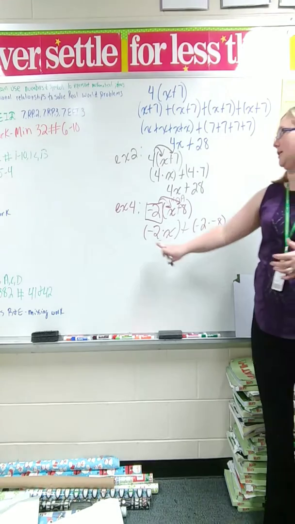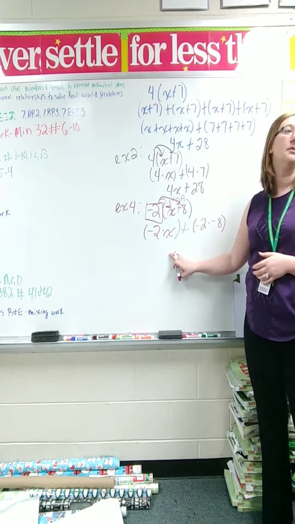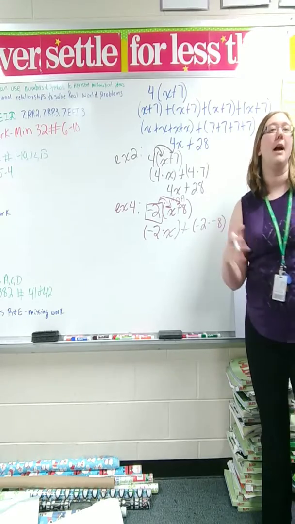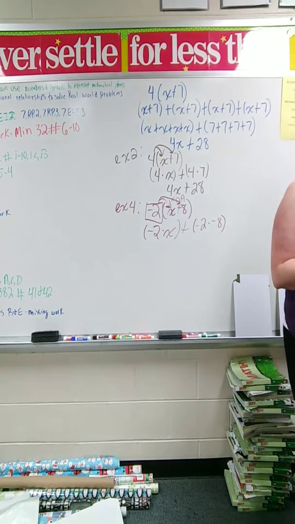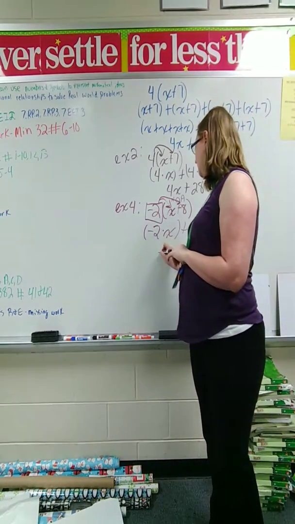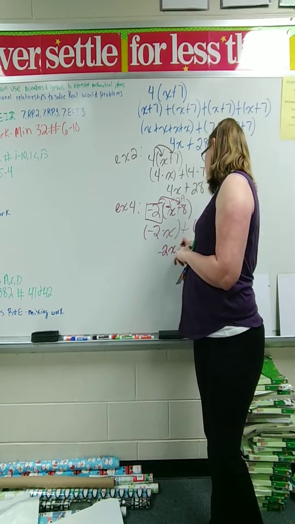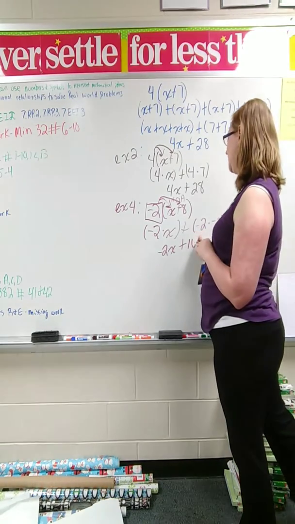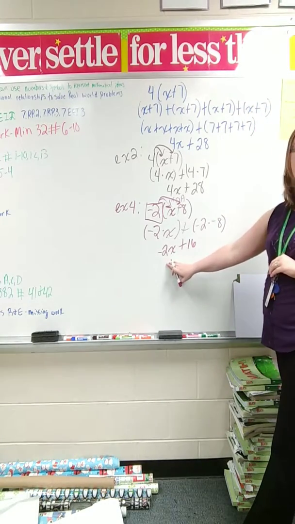How do I handle a negative 2 times x? What do I do with that? How can I rewrite that into a simpler form? Because I don't like having my multiplication symbols in there. Negative 2x. Keep our plus sign. What's negative 2 times negative 8? Don't forget your integer rules. 16. Thank you. Next time, raise a hand, please. Negative 2x plus 16.